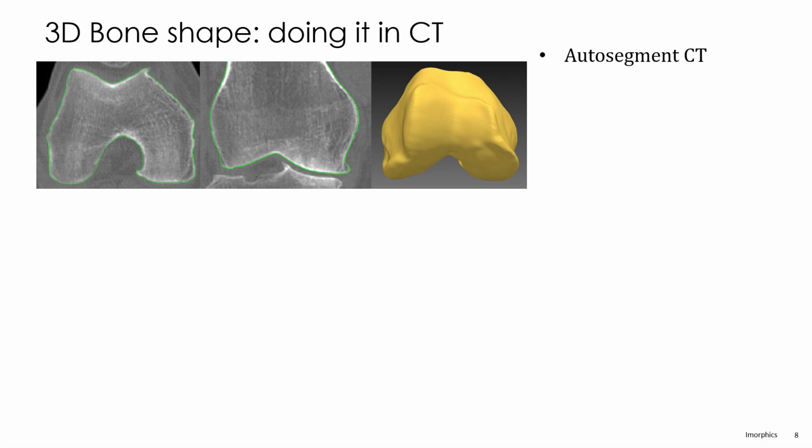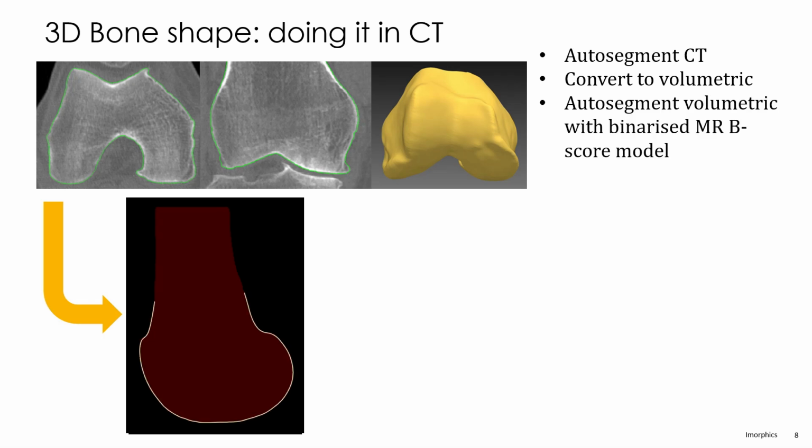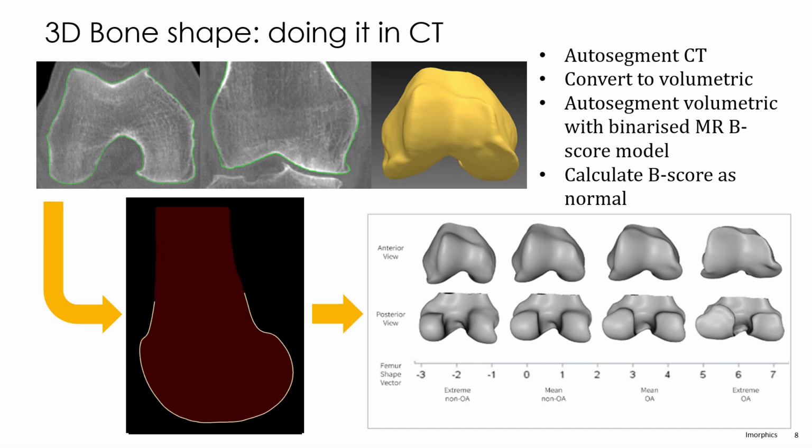Once we have the 3D surface, which you can see displayed there on the right, we can then convert that to a binary volumetric image, just a sagittal slice through there to give you an example. And then that image can be segmented by a binarized version of the MR B-score model. And then with a few small surface projection and smoothing steps to make sure that it lies as close to, or on top of, the CT segmentation as possible, because there's a few small discrepancies, but they're all relatively small. That allows us to essentially place the MR correspondence points on top of the CT surface. And then once you have that, you can compute an equivalent B-score for CT as normal.